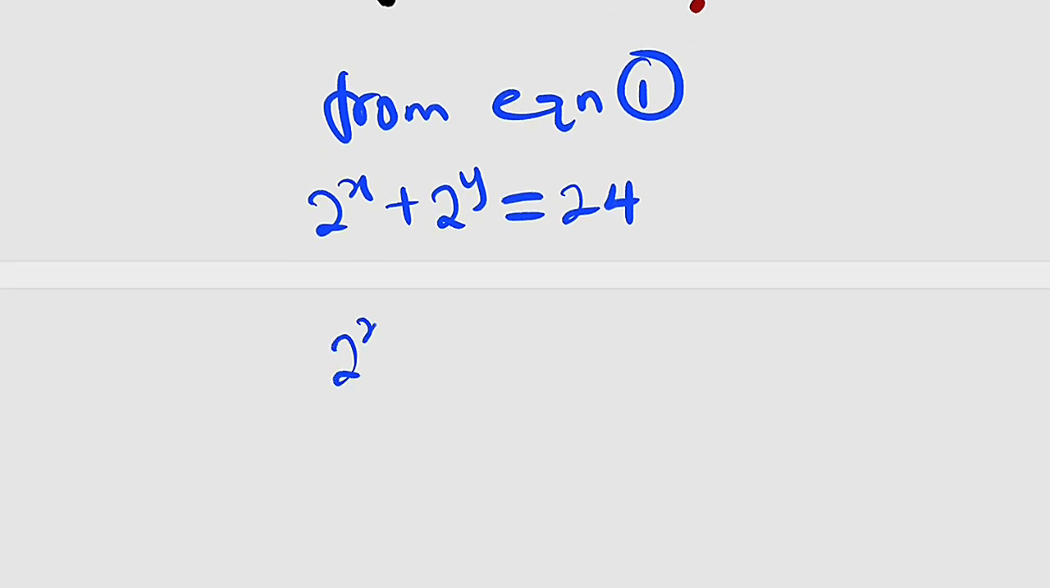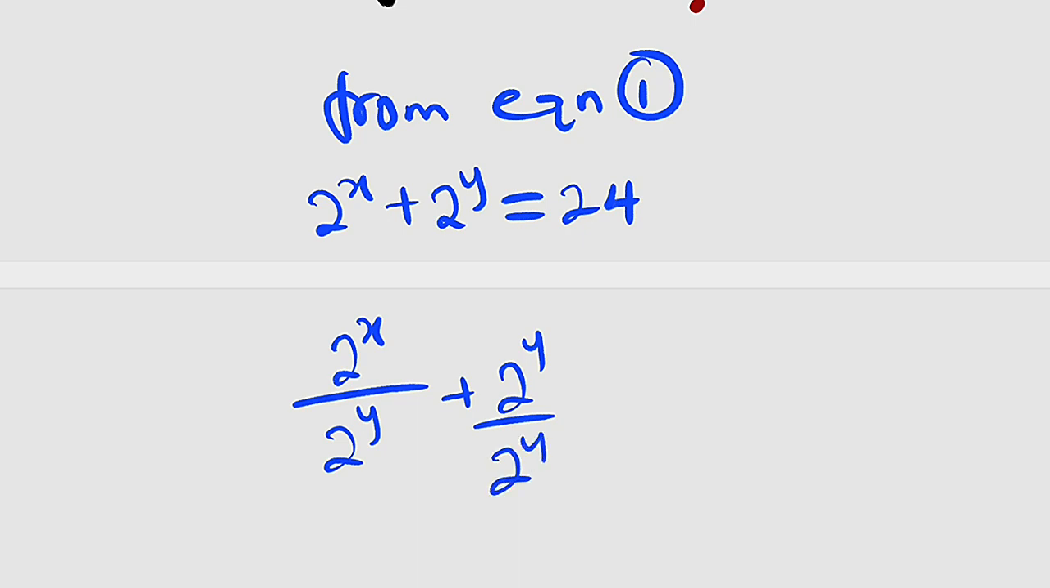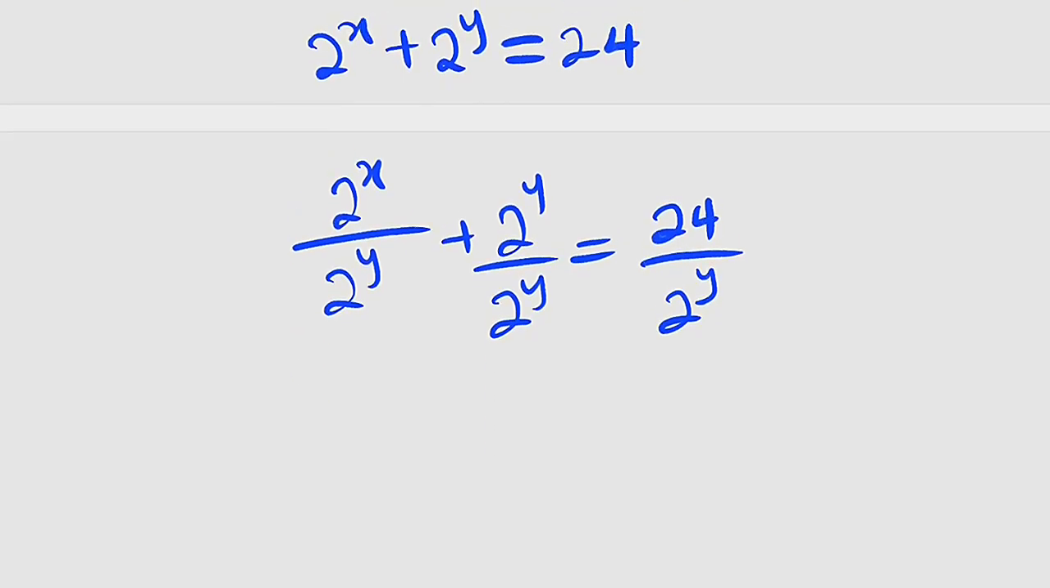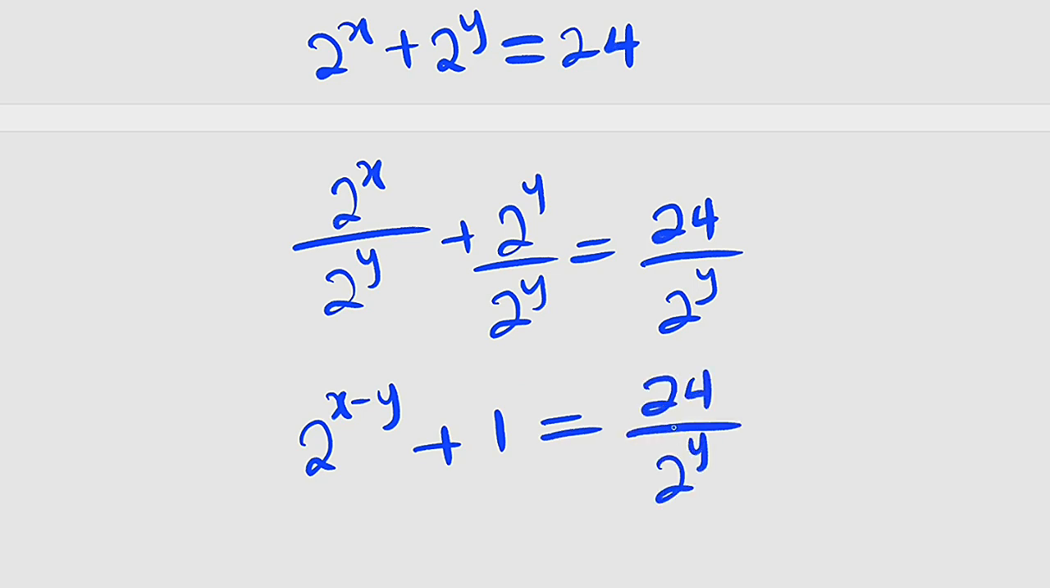So we have 2 to the power of x divided by 2 to the power of y plus 2 to the power of y divided by 2 to the power of y equal to 24 divided by 2 to the power of y. According to one of the laws of indices, we can write this as 2 raised to the power of x minus y plus 1, because numerator and denominator are exactly the same and they are non-zero. This is equal to 24 divided by 2 to the power of y.